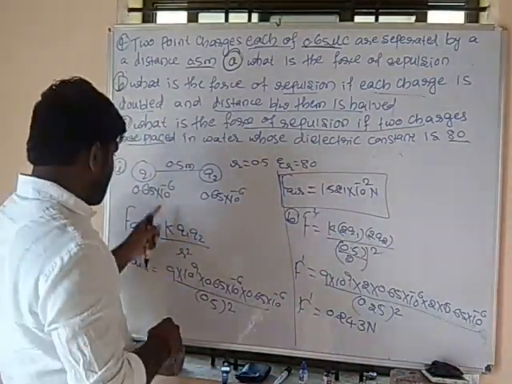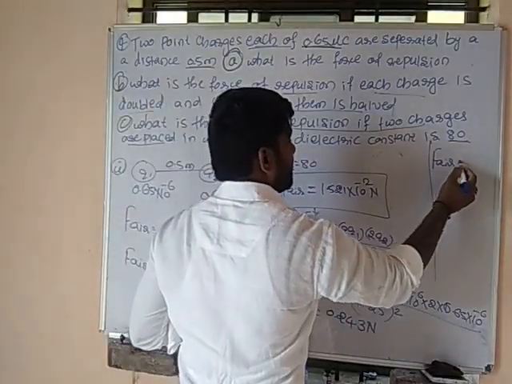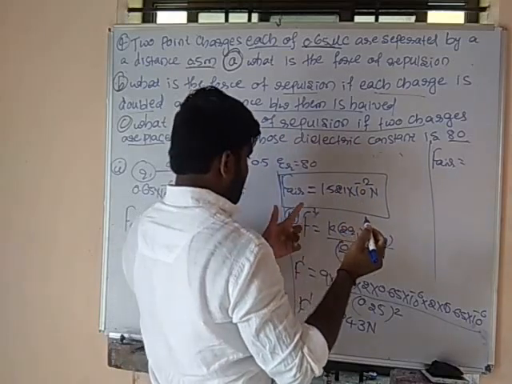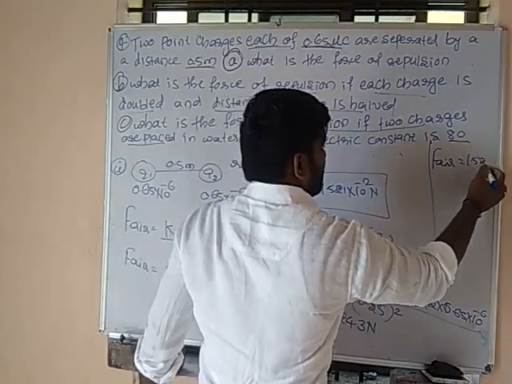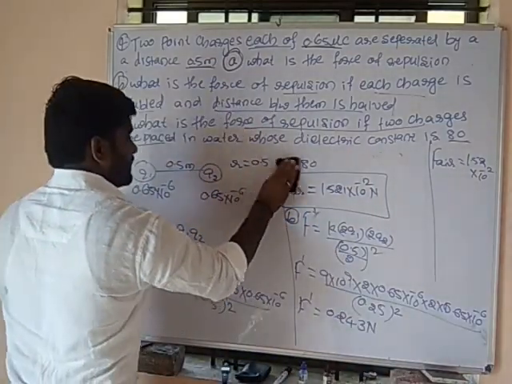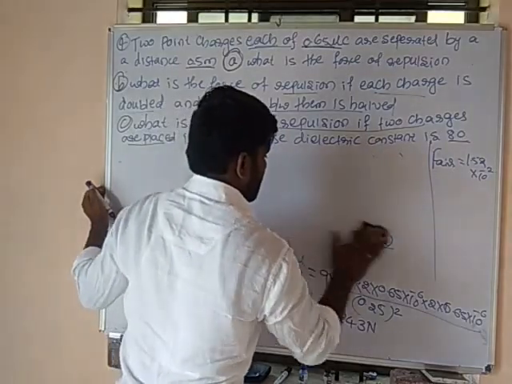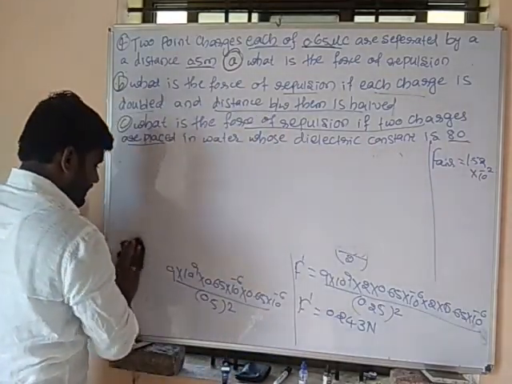I will rub this. I am writing F at air is equal to what? What is the value of F at air? 1.52 into 10 to the power minus 2. I am removing this. How to calculate C? C can be calculated.